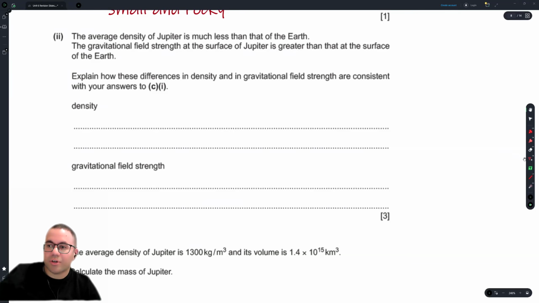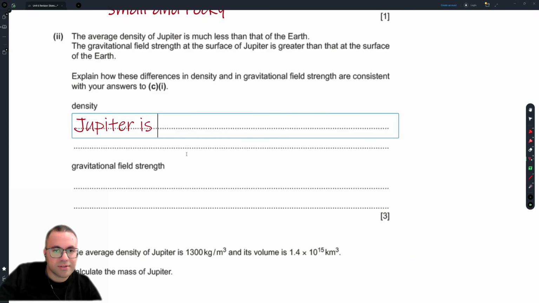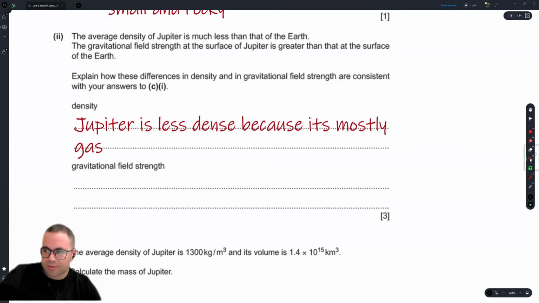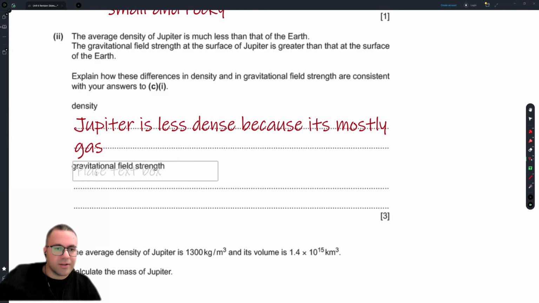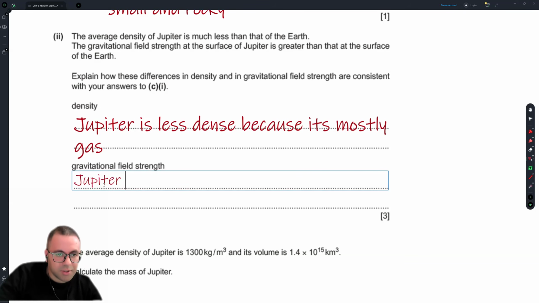Okay? So I'm just going to write down a bit of these. So what about density? Jupiter is less dense because it's mostly gas. Let me change the size of the font here. 14 will be good, I think. And then, what about the gravitational field strength? Jupiter has a greater gravitational field strength, which means it has more mass than Earth.